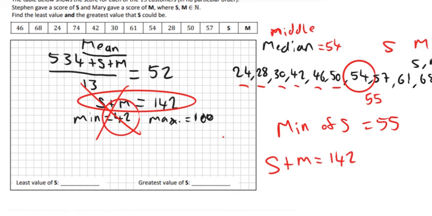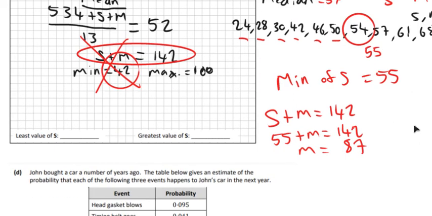So if you sub in 55 for one of them, so 55 plus M equals 142, and then you bring over the 55, so M has to be 87. So S and M, really what we need to understand is that they're just interchangeable here. It doesn't really matter which one is S and which one is M throughout the question.